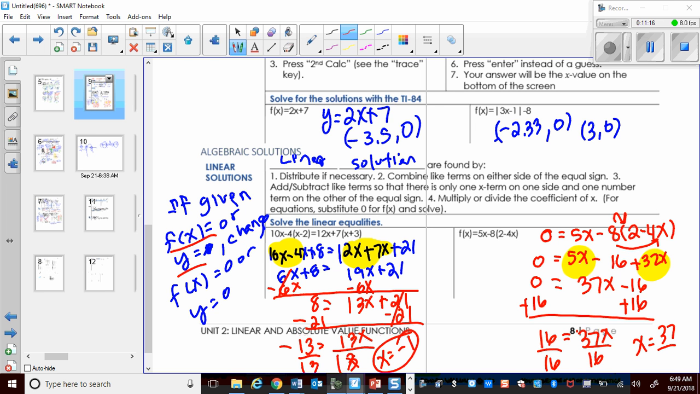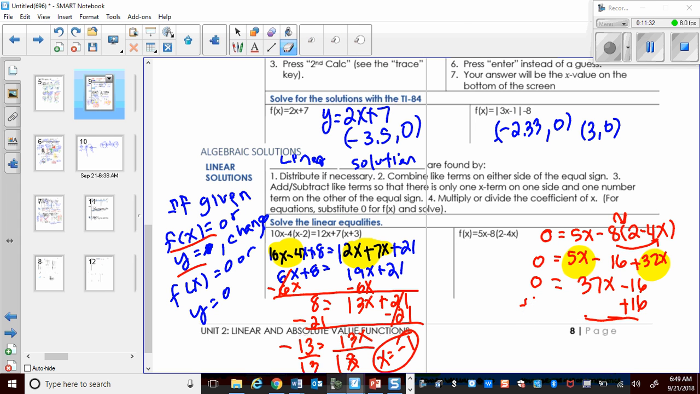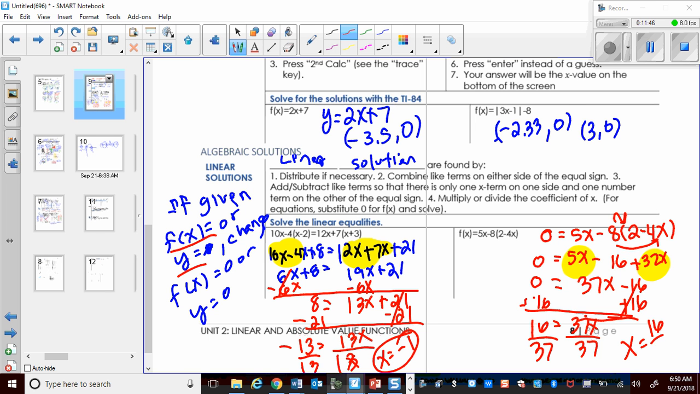I'm sorry. My bad. Forgive me for going way too fast. So lesson learned. Please slow down when you're working, guys. All right. So I'm not adding 16 to both sides. Well, actually, I am adding 16 to both sides. 16 equals 37x. Okay. Divide by 37 on both sides. And I get x equals 16 over 37 for this particular answer.